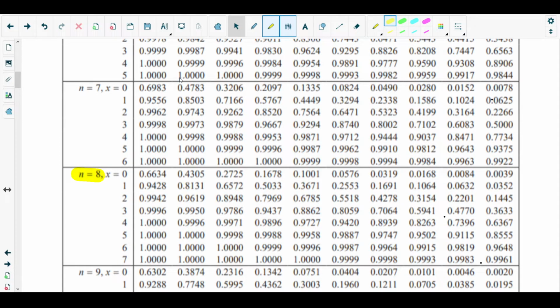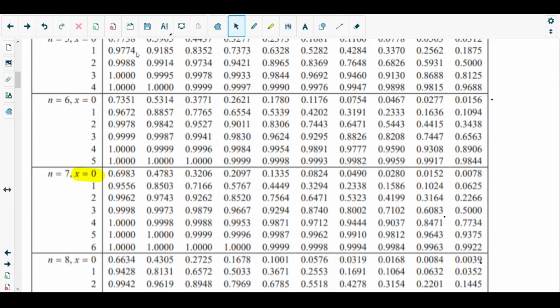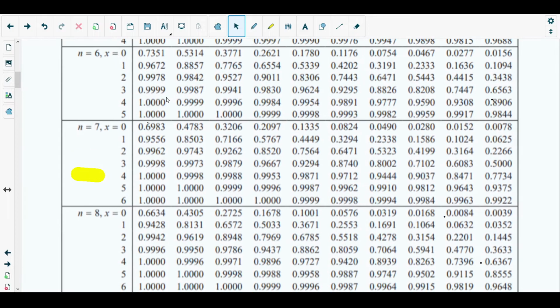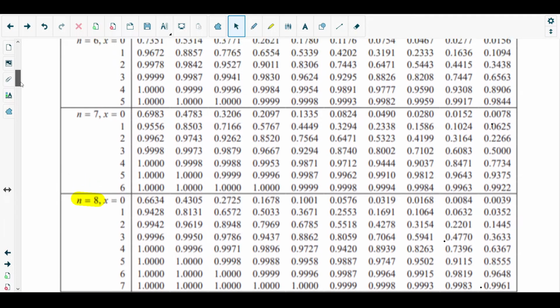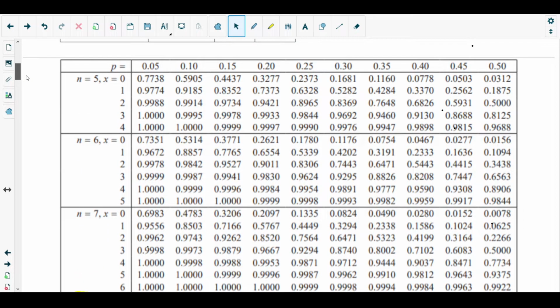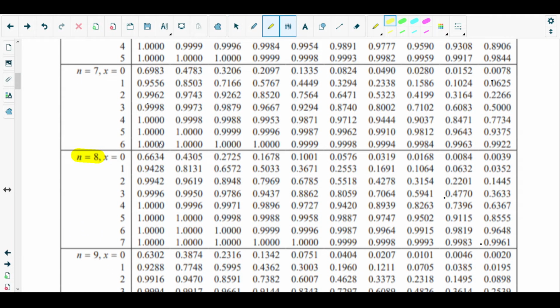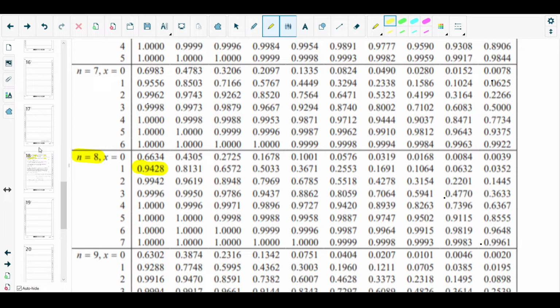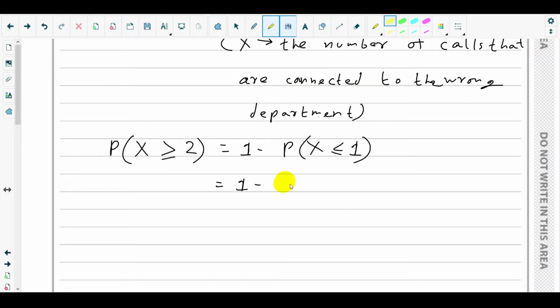The probability has to be 0.05, isn't it? So let's see where 0.05 is. Yes, the first column. So here the probability of X less than or equal to 1 is 0.9428. Okay, so we got 0.9428.